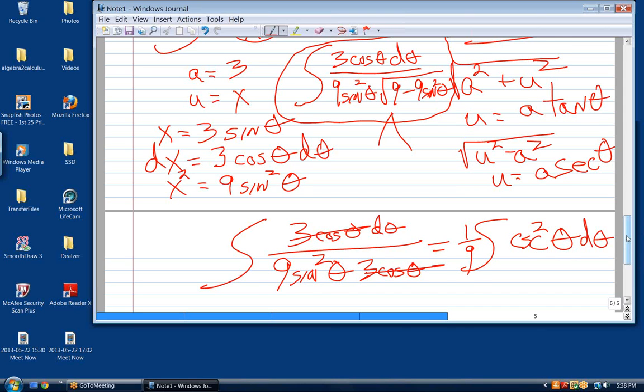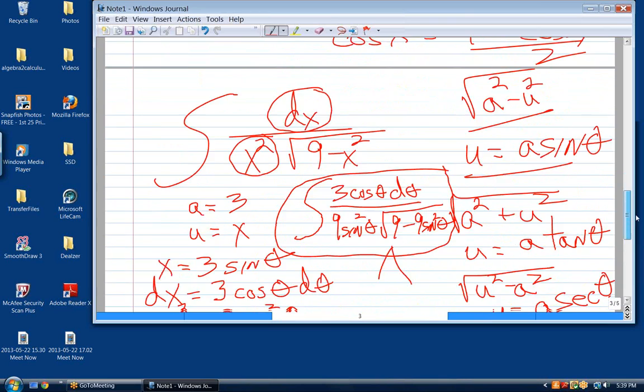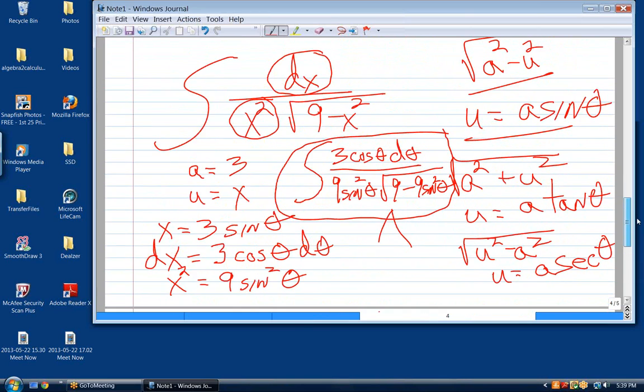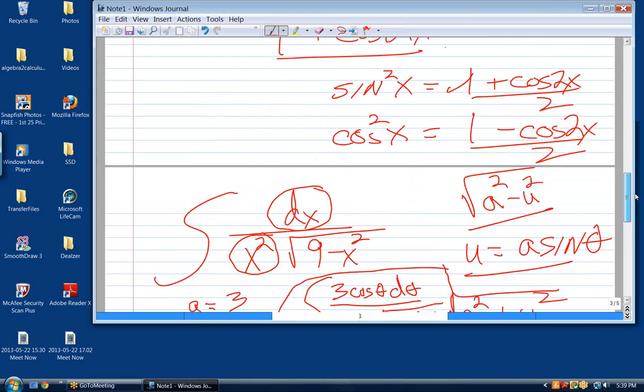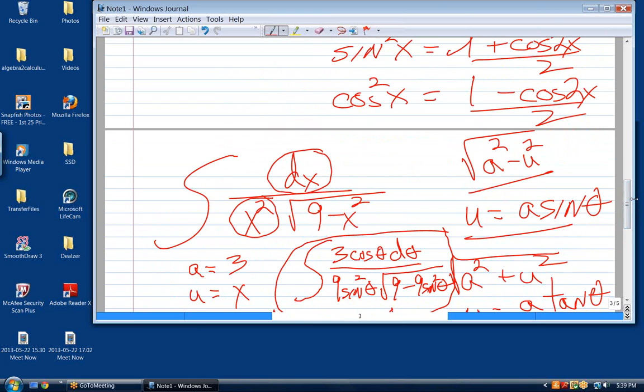The key here is, when we let u equal a sine of theta, what kind of triangle were we describing? We were describing a right triangle where if this was theta, and we're saying the sine theta is u over a, right? So this has to be u, this has to be a. Well, guess what this is? A squared plus u squared.